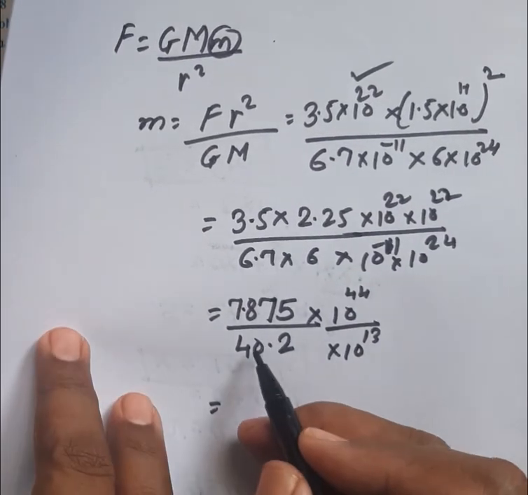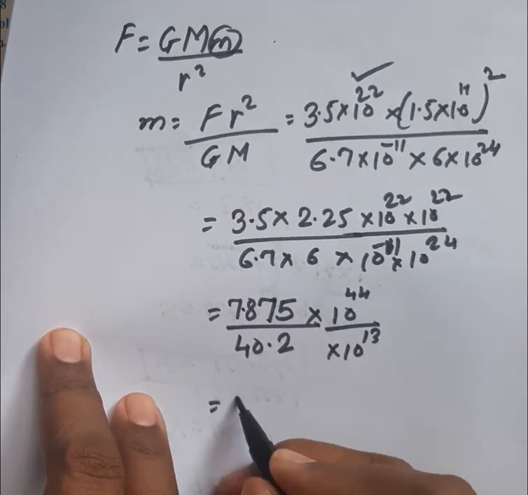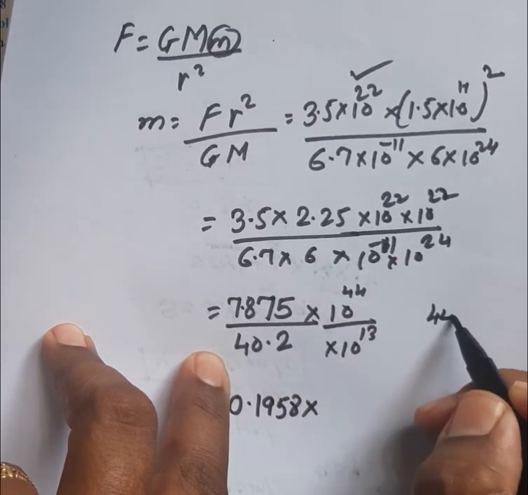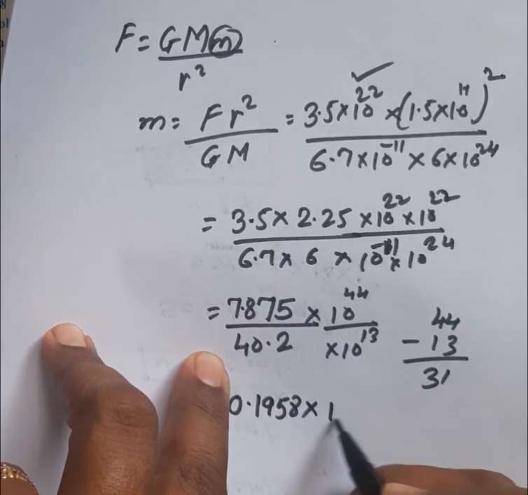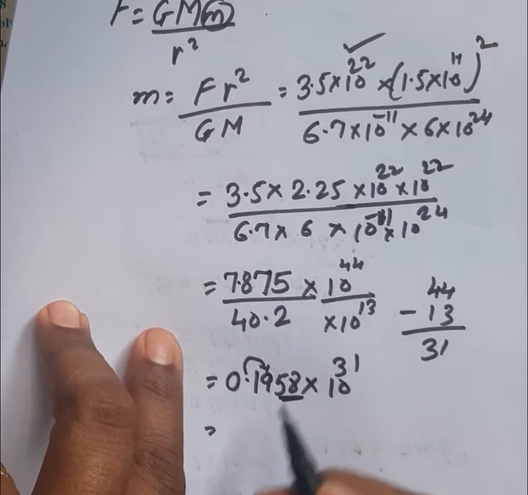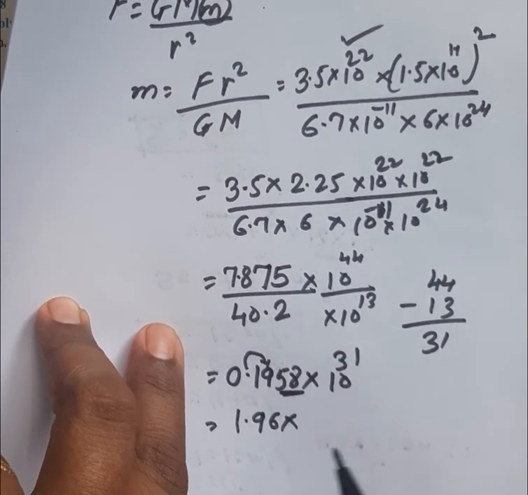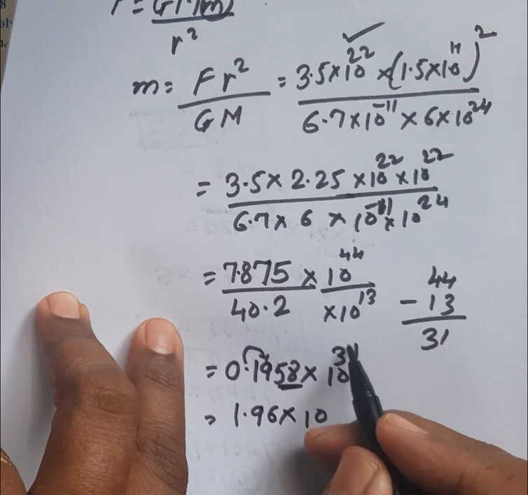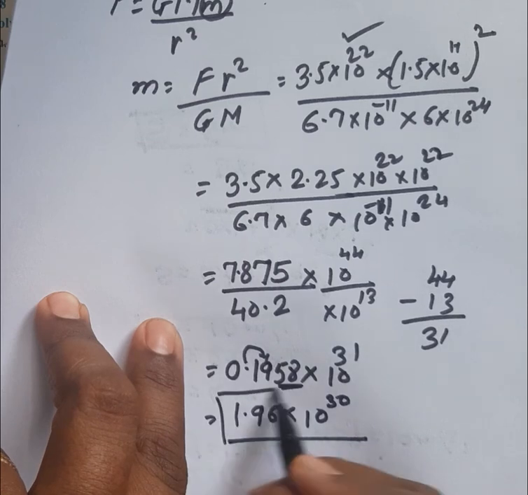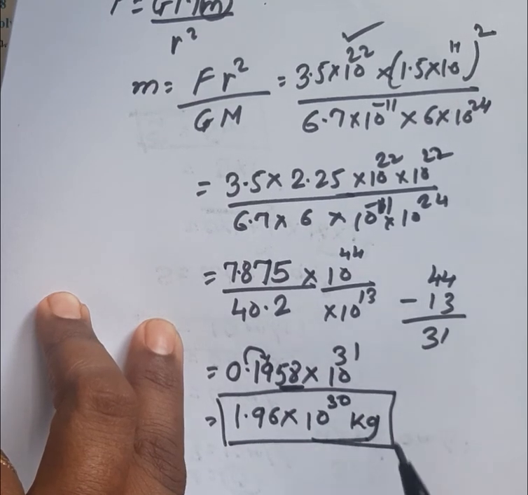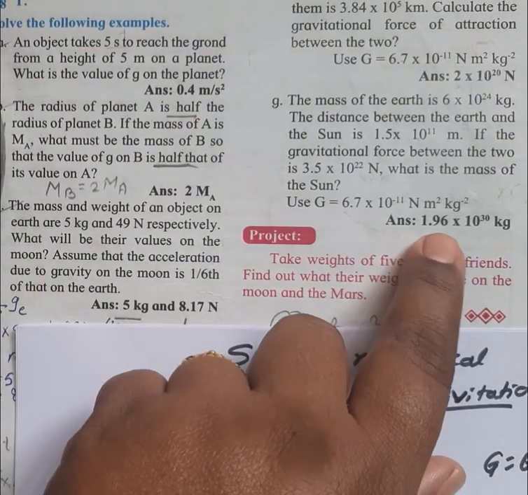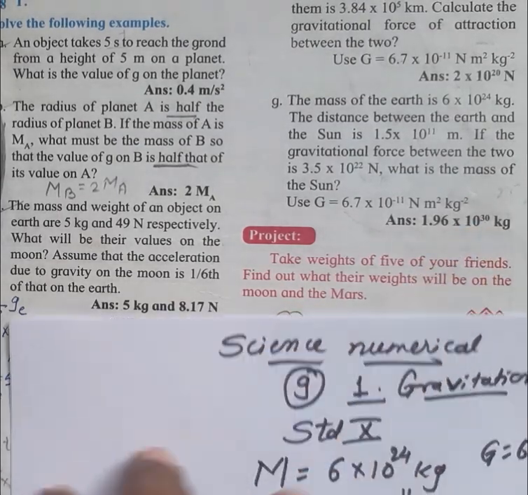Now when we divide 40.2 into 7.84, the answer is 0.1958 multiplied by, and from 44 minus 13 the answer is 31, so it is 10 power 31. Now we shift this decimal point and round up, so the answer is 1.96 into 10 raised to. When we shift the decimal point, one number comes less, so the answer is 10 power 30. This is our answer, in kg, what we have calculated, small m. Our answer is m is equal to 1.96 into 10 raised to 30 kg.